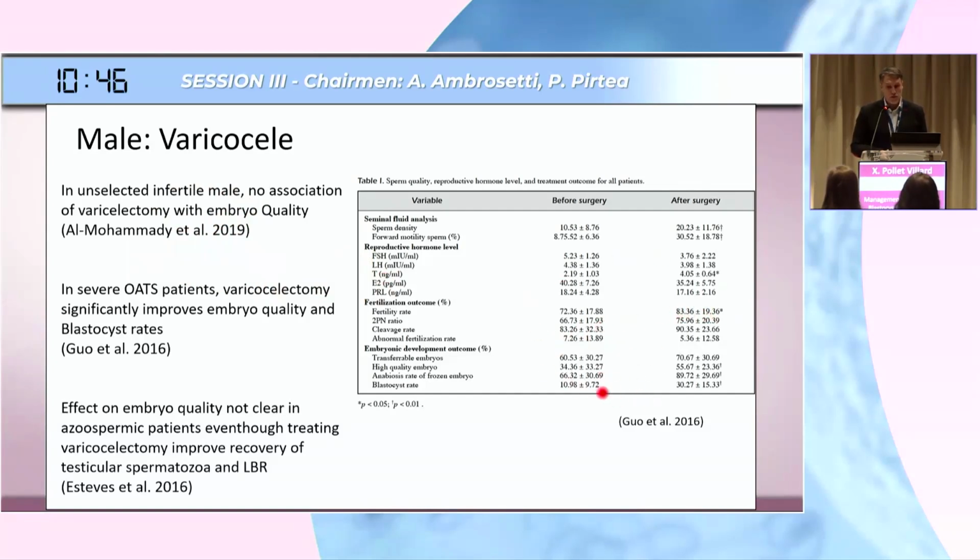This is a study from Guo in 2016. And when we are talking about azoospermic patients, the effect on embryo quality is not clear, even though treating the varicocele improves recovery of testicular spermatozoa and also live birth rate, as has been demonstrated earlier.